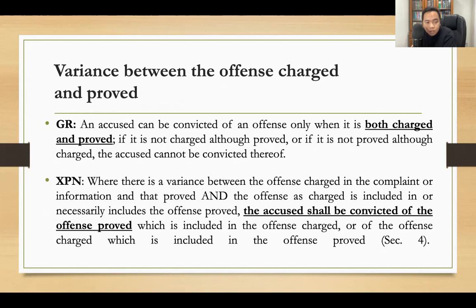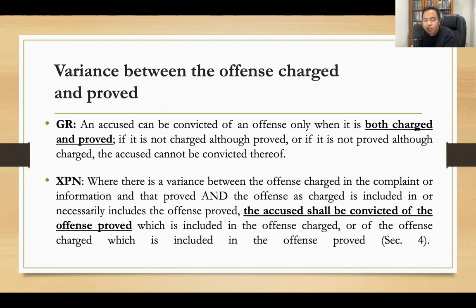One, when there is a variance between the offense charged in the complaint or information and that proved, and the offense as charged is included in or is necessarily included in the offense proved, then the accused shall be convicted of the offense proved, which is included in the offense charged, or of the offense charged, which is included in the offense proved. So what do we mean by this? For example, class, the crime of murder and homicide.